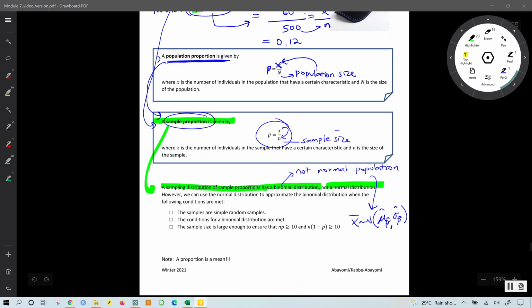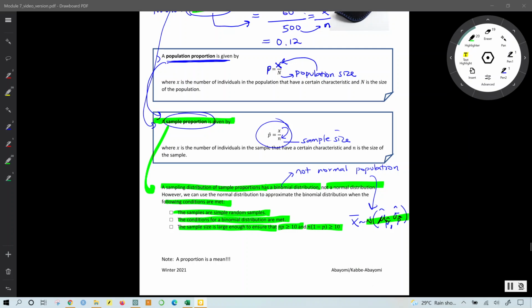However, to use this normal distribution, there are conditions that have to be met. One, the samples must be simple random samples. The conditions for a binomial distribution must be met. And the sample size must be large enough to ensure that n times p is at least 10 and n times 1 minus p is also at least 10.